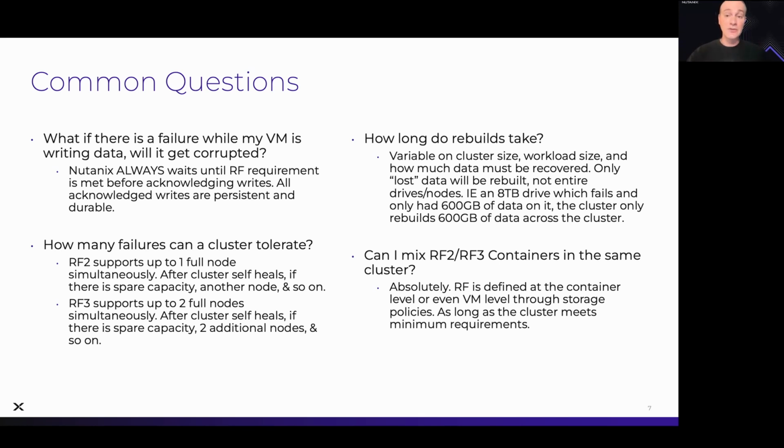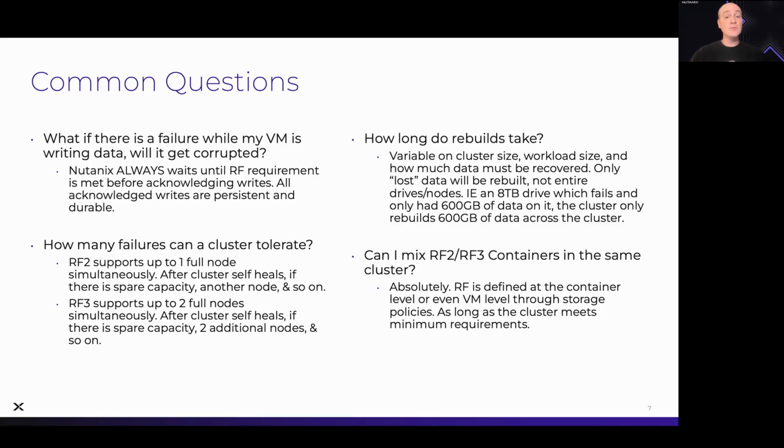Of course, since we're talking about failures, how long does a rebuild take? This is the common IT answer of it depends. The variables are how big is the cluster, how big is your workload, and how much data must be recovered. The really cool thing that's different from the Nutanix solution and most others out there is that only the lost data has to be reprotected. For example, if you have an 8 terabyte storage device with only 600 gigs of data on it and that drive fails, the cluster only has to rebuild 600 gigs of data. With multi-node clusters with multiple drives each, that rebuild process happens pretty quickly.